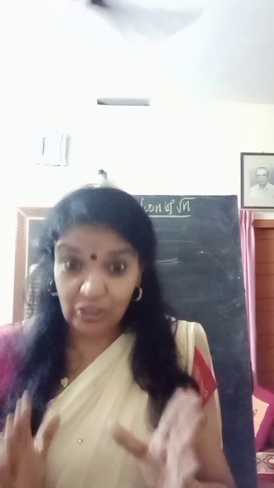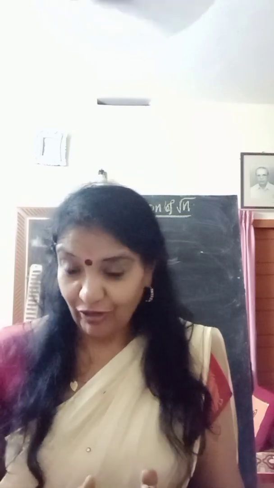Good morning, children. The last construction of this chapter on real numbers. This construction is of a root number, that is root n, where n is an integer. In yesterday's class we discussed that root of a negative number is an imaginary number. So surely root n is a positive number, n is a positive integer only, because a negative number gives an imaginary number. So how to construct such numbers on a number line?